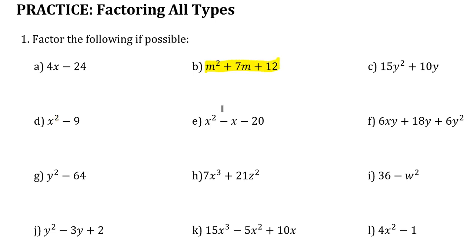These are both trinomials, and they're both of the same form. X squared, X and number, or M squared, M and number. And so they look like trinomial factoring.